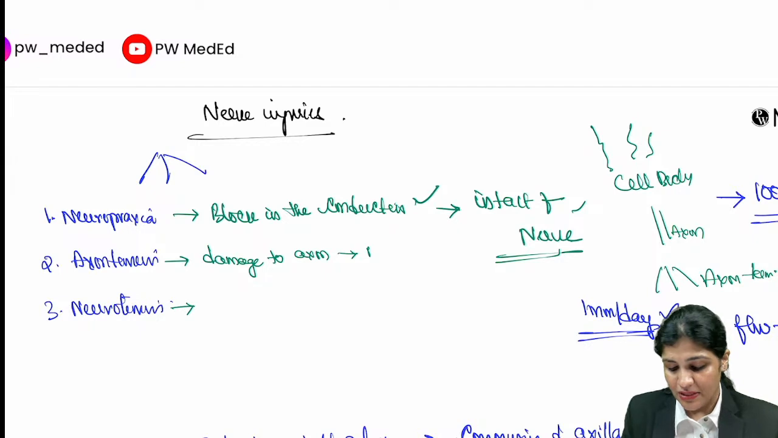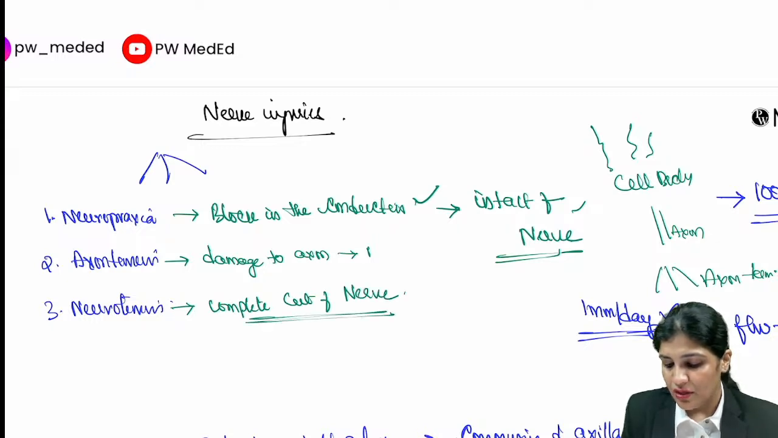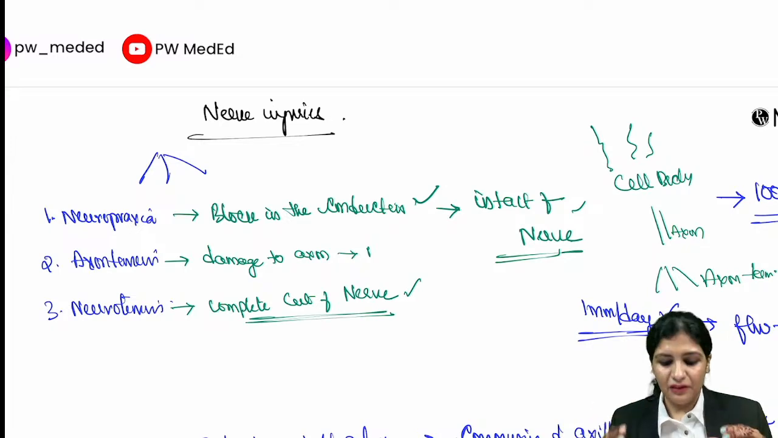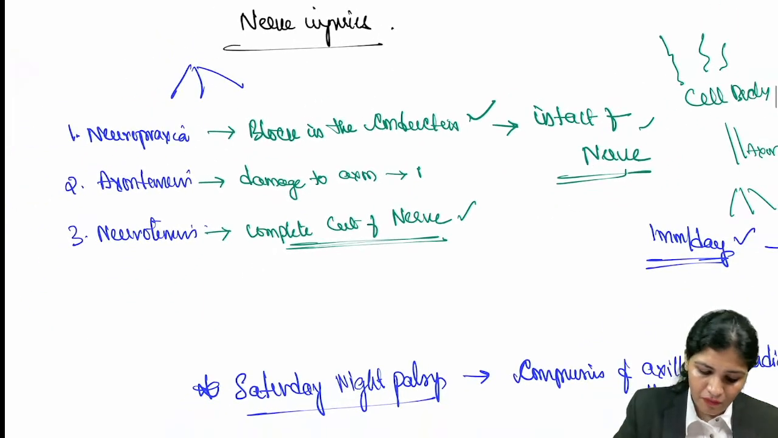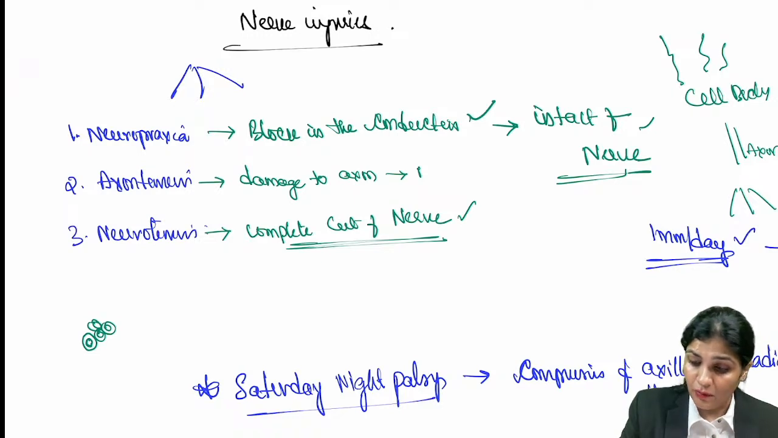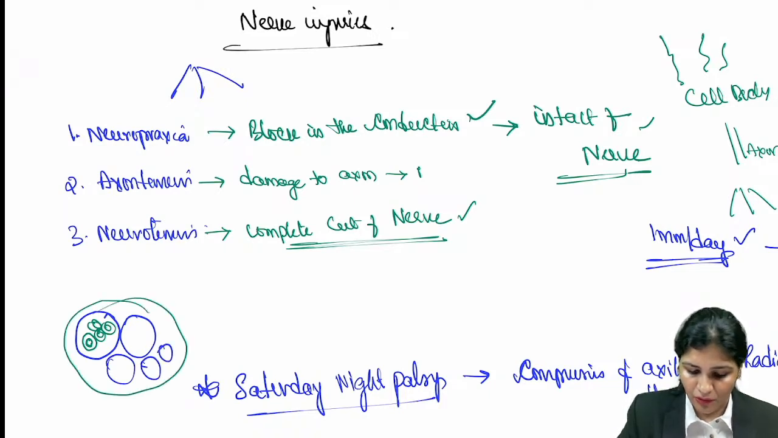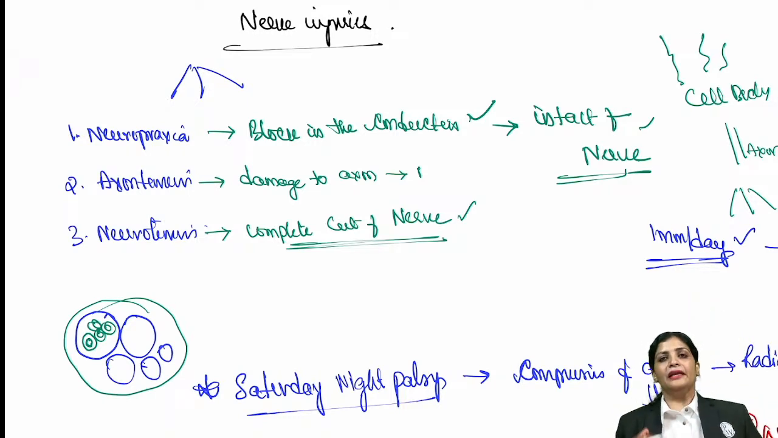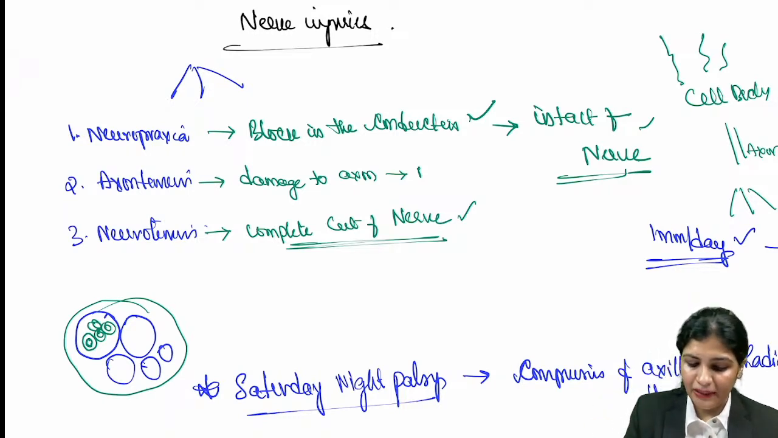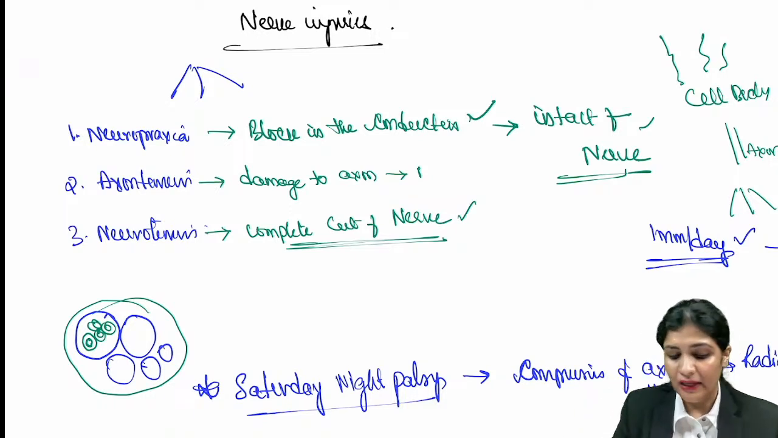And in neurotmesis there will be a complete cut or complete damage to all the layers of the nerve. If you remember the nerve layers, first it is the nerve fiber which is surrounded by the endoneurium, and these are arranged as fascicles, right? These fascicles are covered by the perineurium, and all such fascicles are covered by the epineurium. So there is endo, perineurium, and then epineurium. When there is complete transection of all these layers, it is called neurotmesis.